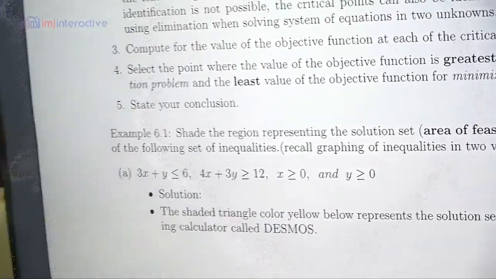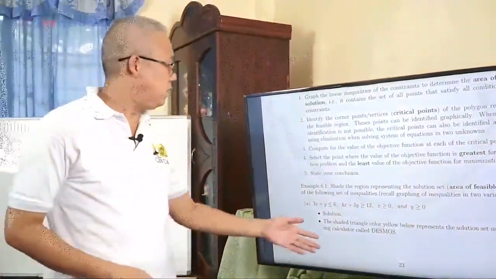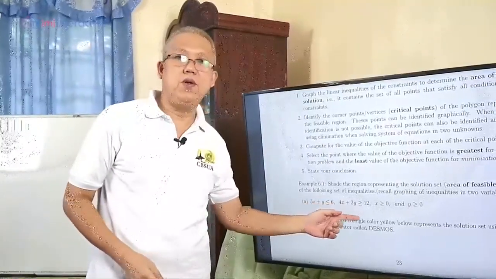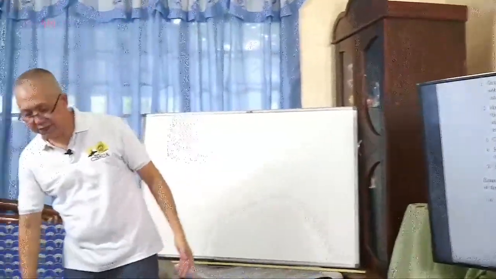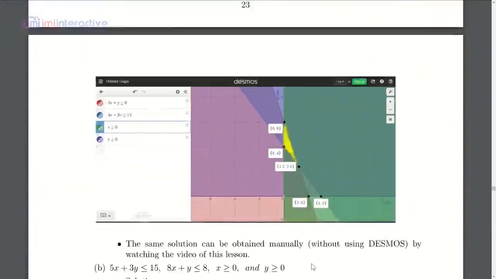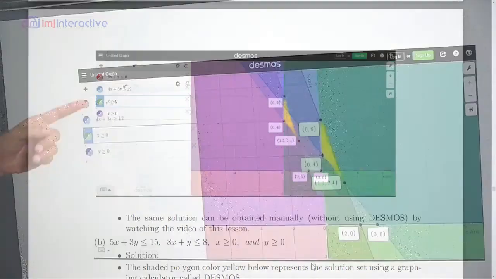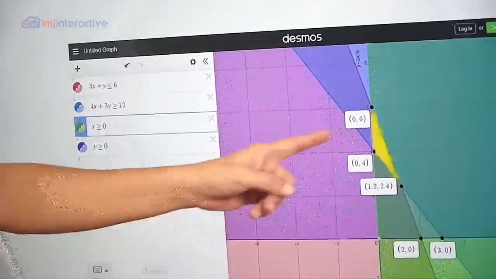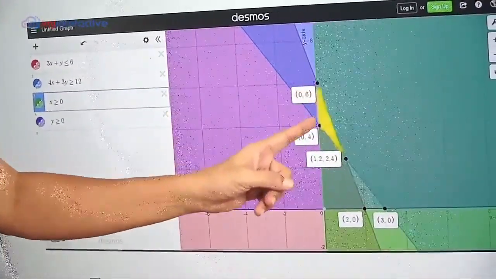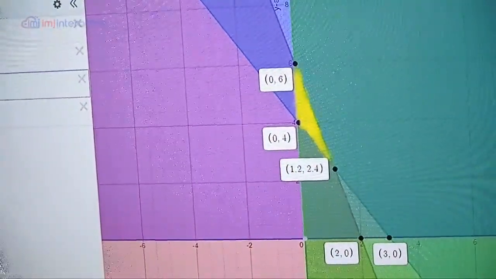So one way of solving this, if you have a graphing calculator like Desmos, all you have to do is just type all the inequalities and you will see the graph as shown in the figure. So it is in this figure. Here, you have your inequalities. You type your inequalities here, and you have the graph on the side. Now, this yellow shaded portion here in the form of a triangle represents the area of feasible solution.